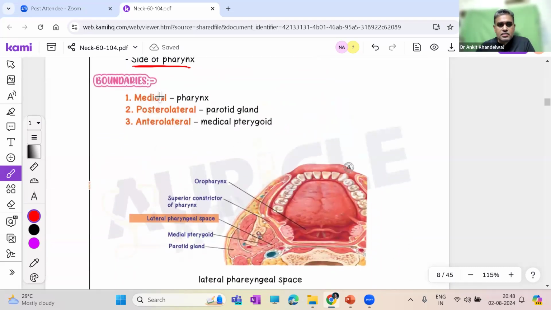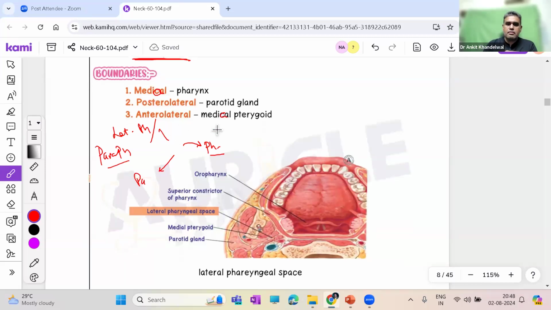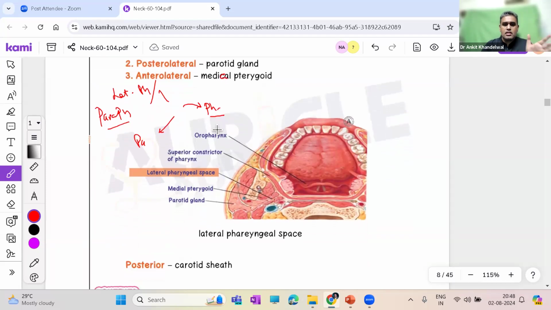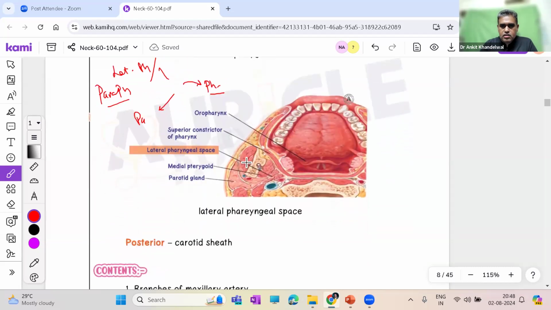So medially, it is medial, not medical. Medially, or inside, you have the pharynx, because it is the lateral pharyngeal space, also known as the parapharyngeal space, parallel to the pharynx. So medially you have the pharynx, posterolaterally you have the parotid gland, which you can feel over here. This is the parotid gland. Anterolaterally you have the medial pterygoid muscle. Okay, we'll see in the image, but here also there's an image. Let us see it also.